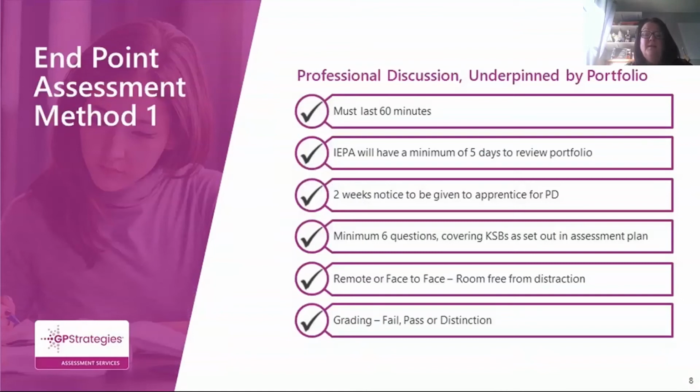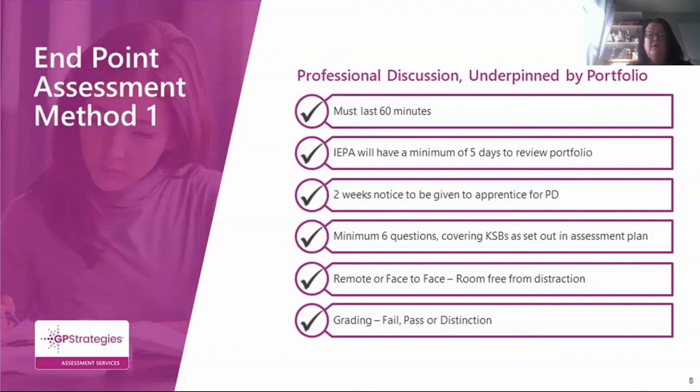The independent assessor, as mentioned, will have 5 days to review the portfolio. Two weeks' notice, as previously mentioned, is given to the apprentice for the professional discussion to take place. A minimum of 6 questions will be asked in that professional discussion, and that will make sure that we're covering the KSBs as set out in the plan.